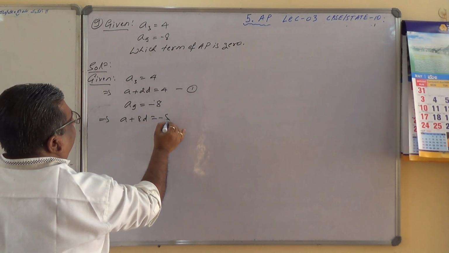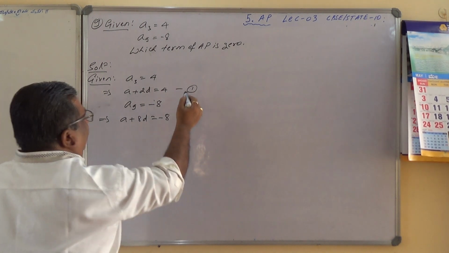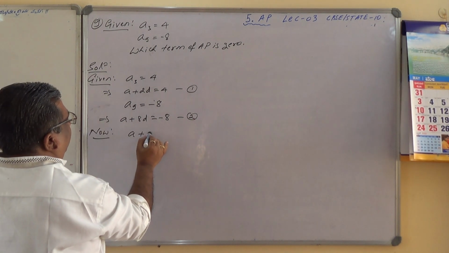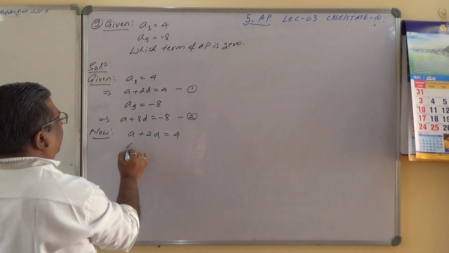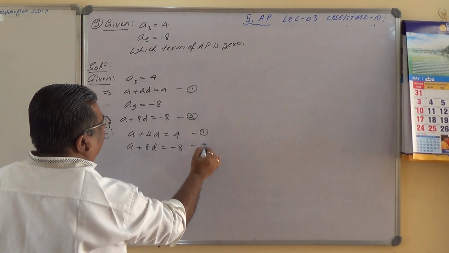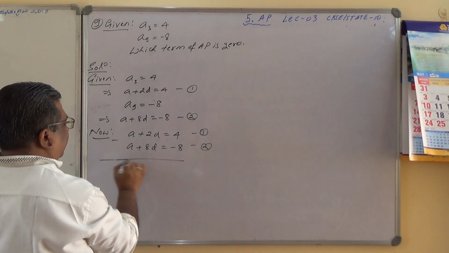A plus 8D equals minus 8. This is 2. Solve these two equations. Now, A plus 2D equals 4. A plus 8D equals minus 8. And subtract this one. Change the sign.